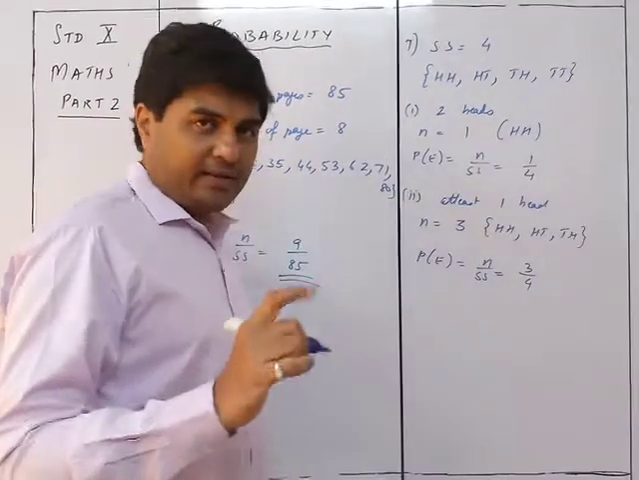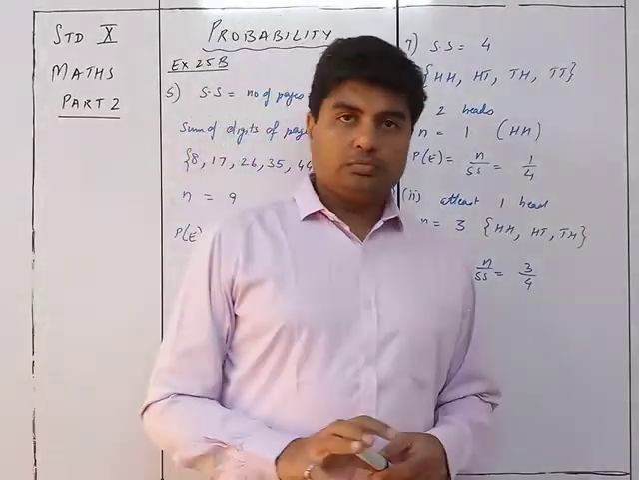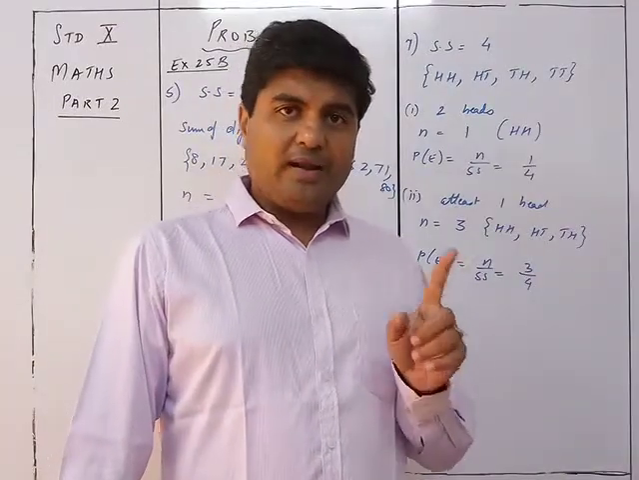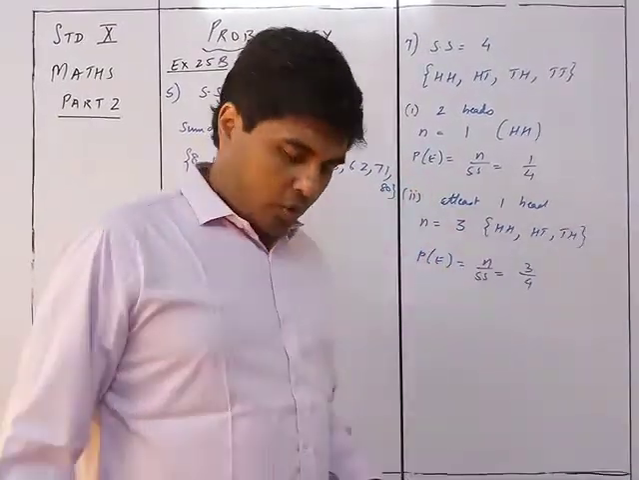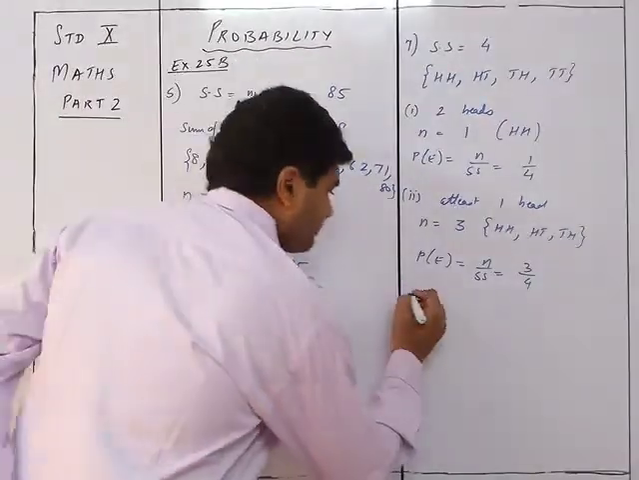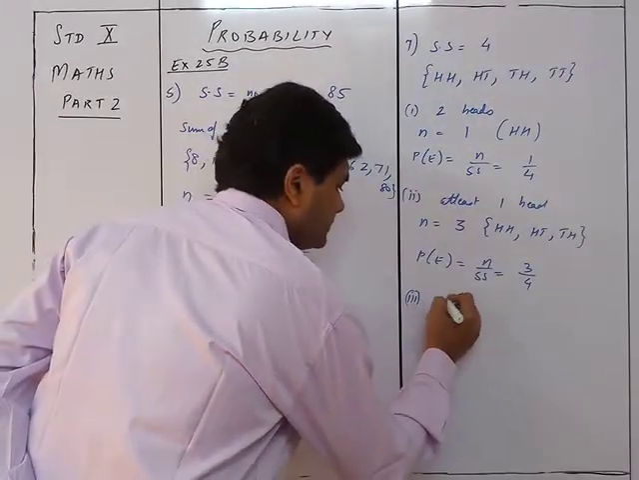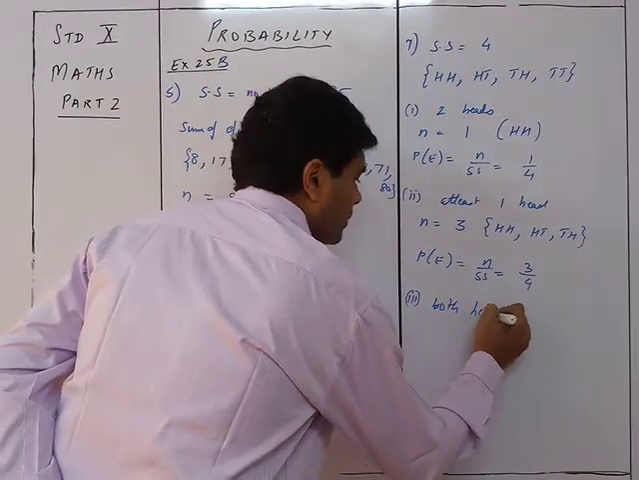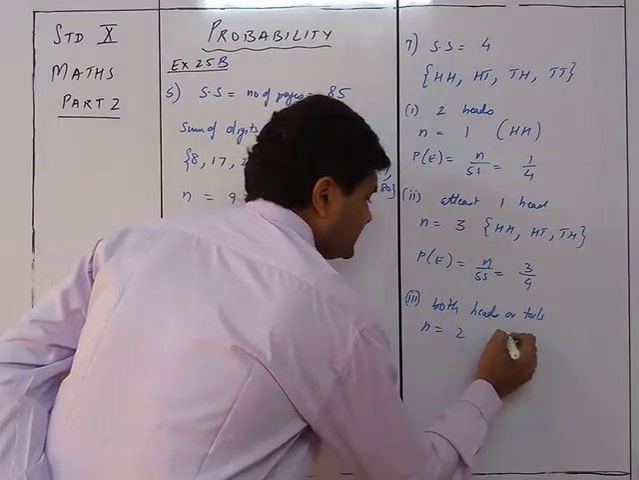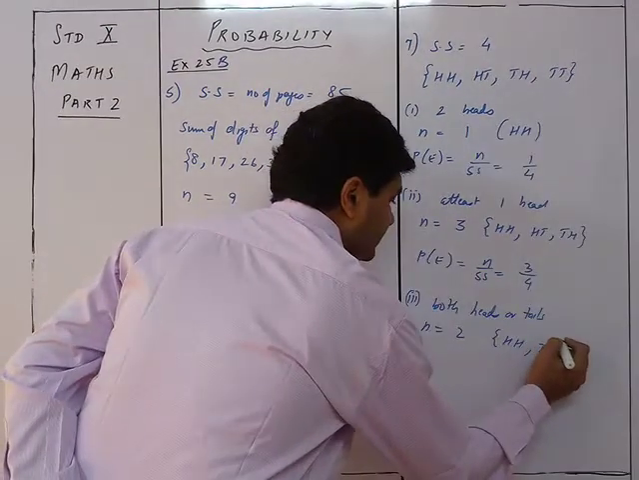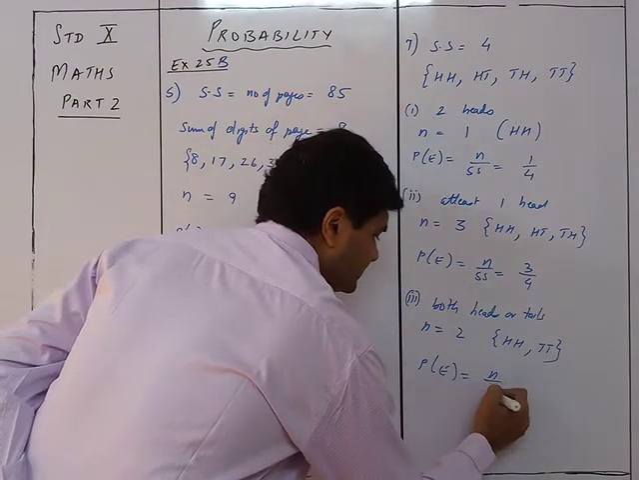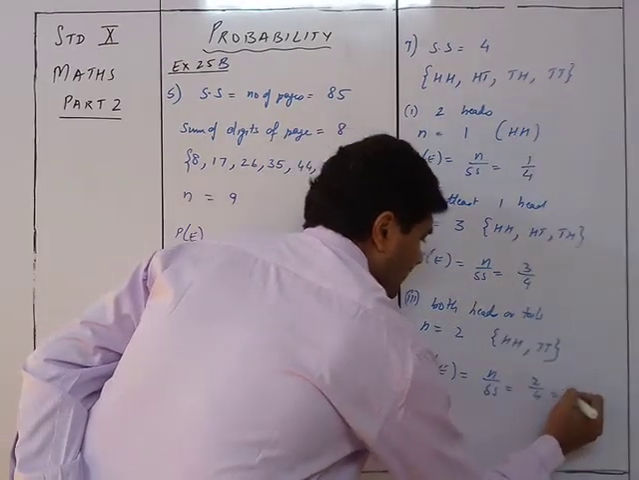At least one head means either 1 or 2. 0 heads will not work. Only one head or 2 heads, both are okay. Third one is both heads or both tails. So n is equal to 2, that is HH and TT. So P(E) will be equal to n upon S, which is 2 upon 4, that is 1 upon 2.